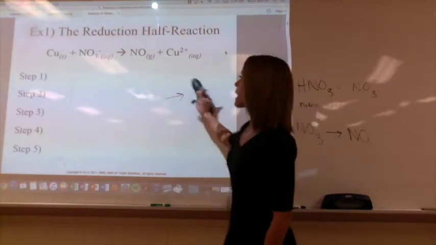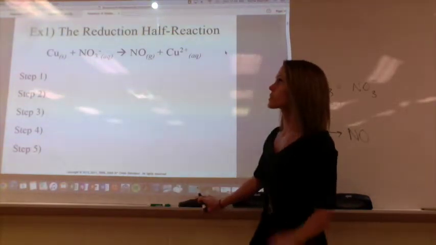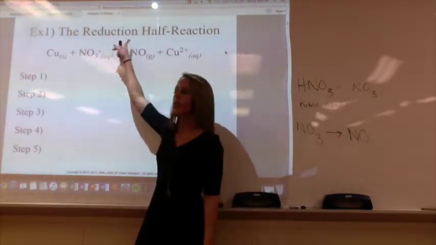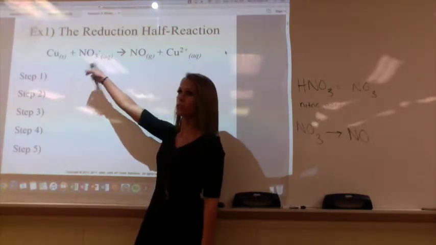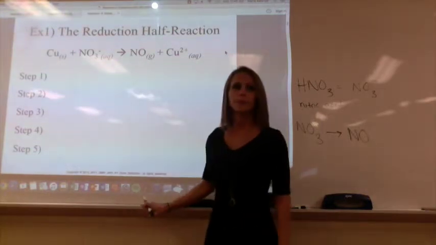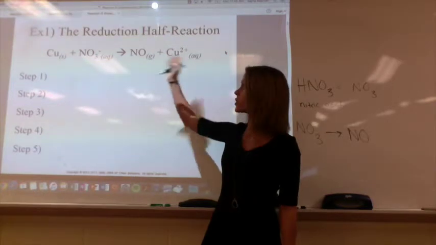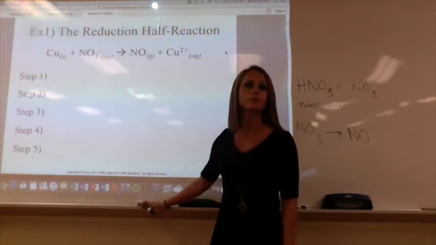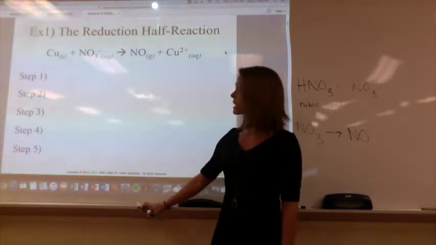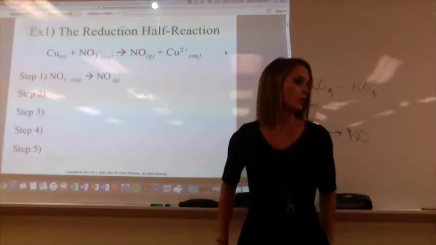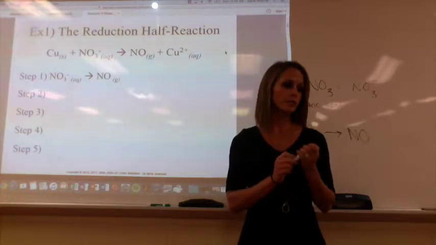So if this is the reaction, we're going to follow our steps. First step is to write, right now it says the reduction half-reaction. So what's the reduction half-reaction looking at this reaction? Cu going to Cu plus 2 or NO3 minus going to NO? NO3 minus, so write that down. That's step 1. Write your half-reaction. What's step 2? Look at your sheet.